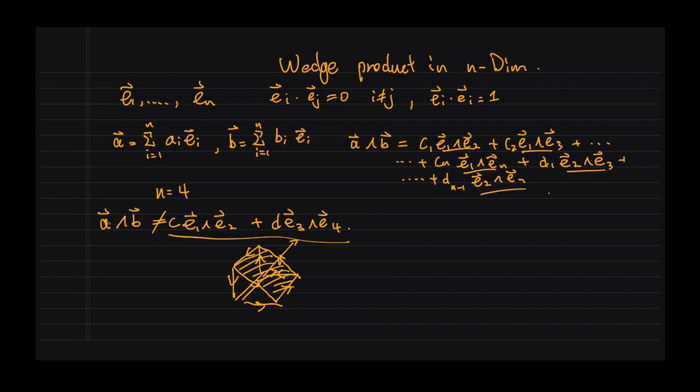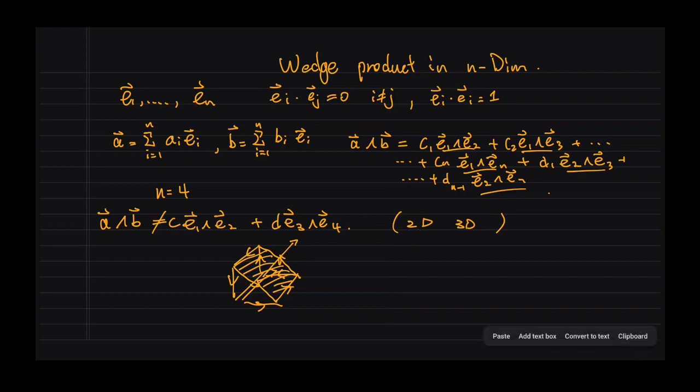by wedging a four-dimensional vector A with a four-dimensional vector B, because this does not represent an oriented surface patch. But this happens in 3D and also in 4D and higher dimensions. You don't have to worry about this case happening in 2D, because in 2D you have only one bivector.